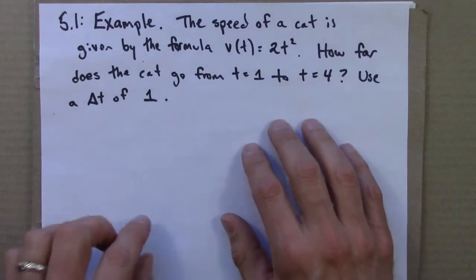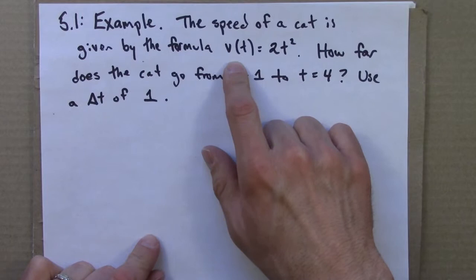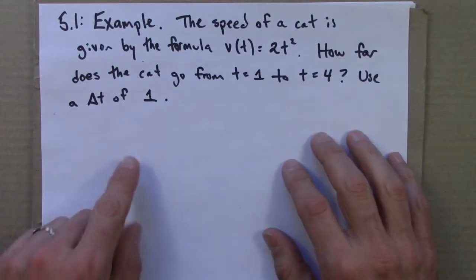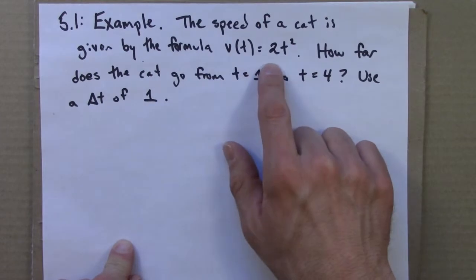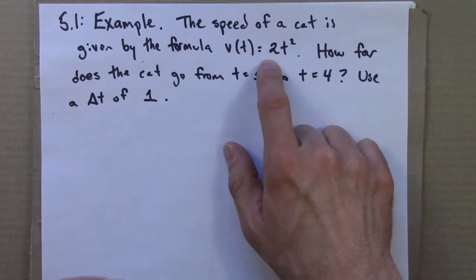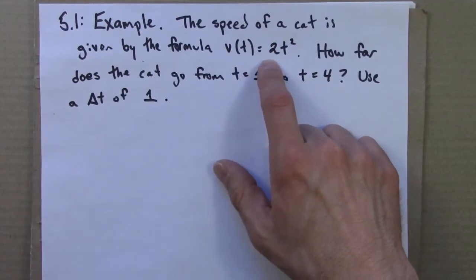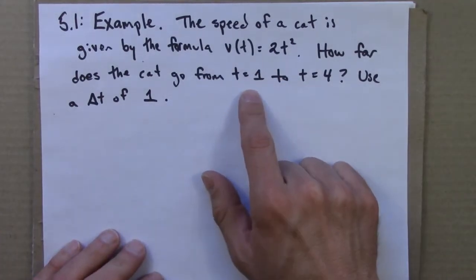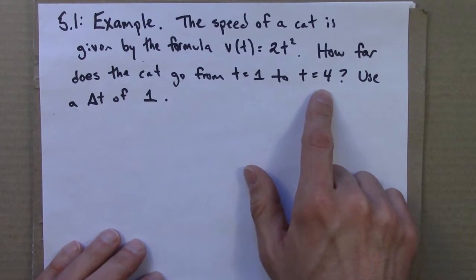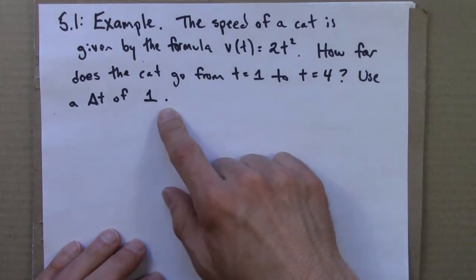In class, we knew what the speed was, but that's either because I gave you a table of data or I made a graph and we just read the velocities off the graph. Now we have a function that tells us the speeds, and we want to know how far the cat runs from, say, time 1 to time 4. Let's use a delta t of 1.